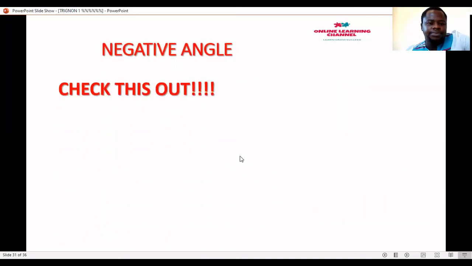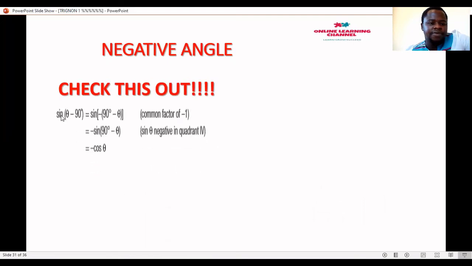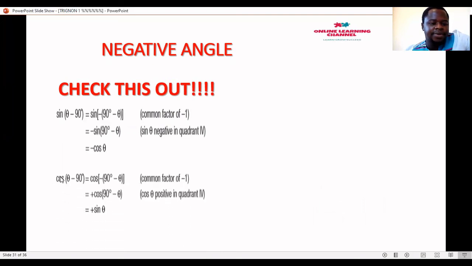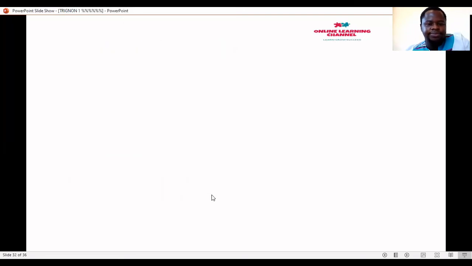So now check this out also. If you are given sin(theta minus 90), you do the same, you take out the negative, it will be sin of negative(90 minus theta), so you take out the negative. Then it's also a cofunction, so it will change to cos theta. And then cos(theta minus 90), you do the same, you take out the negative, it will be cos(90 minus theta). For a cos, we said it will be plus, and because it's a cofunction, it will be sin theta.